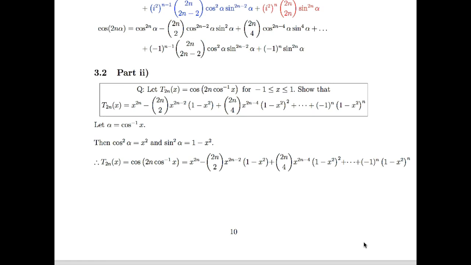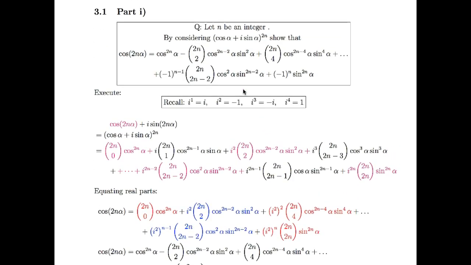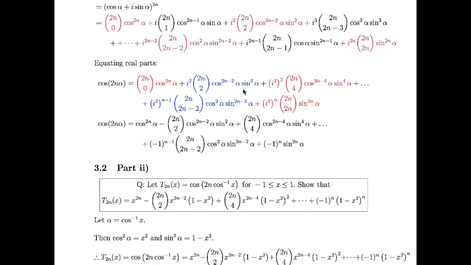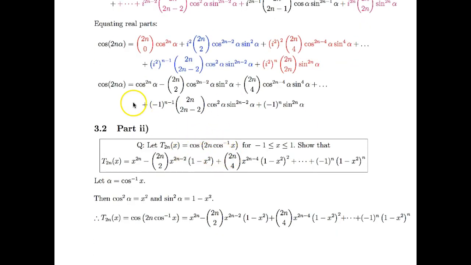And so the next part, we're given a polynomial. Apparently it's a polynomial, and we're trying to prove that. We're saying T_2n(x) is equal to this expression, and depending on how well you can see things, you should realize straight away, all I had to do was let alpha equal cos inverse x to get the left-hand side to fall out straight away. So, surprise, that's what you do.